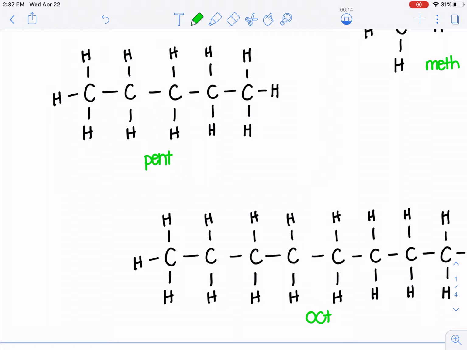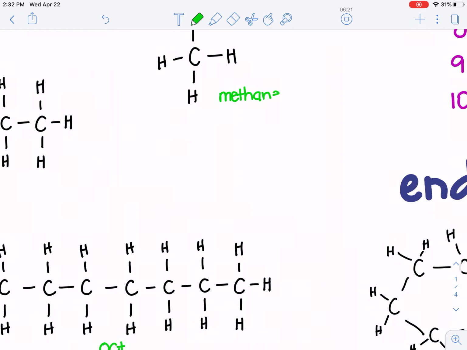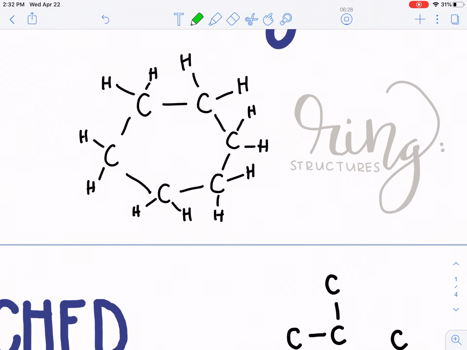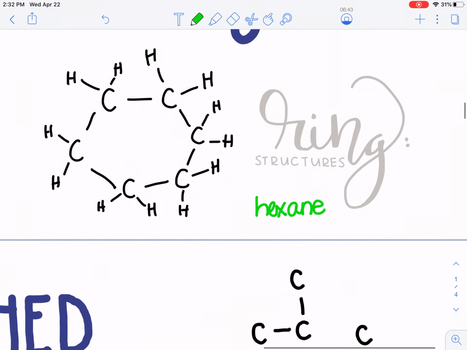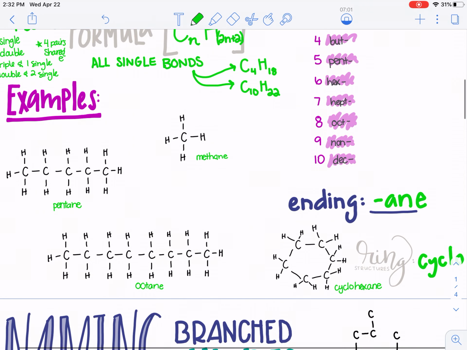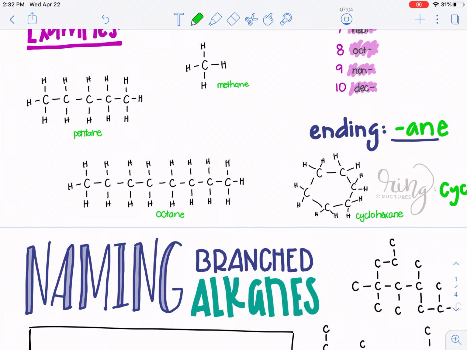So to finish these up, we're going to put the ending on. There's pentane, methane, octane, and this little guy is a ring structure, 1, 2, 3, 4, 5, 6, which is hex for 6, ane for single bonds, and the thing we need to remember here is that ring structures use the prefix cyclo. So this is cyclohexane.